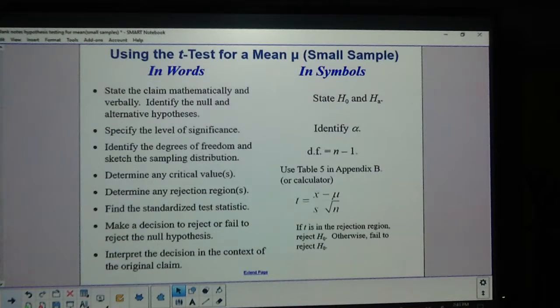Just like last chapter, H naught, H sub A, you need to state those. State which one's your claim. Identify alpha and your degrees of freedom. I would probably use your calculator and you could do the inverse t to find out where that rejection region is. You either reject or fail to reject, and then you interpret it. There is or is not enough evidence to either support or reject the claim.